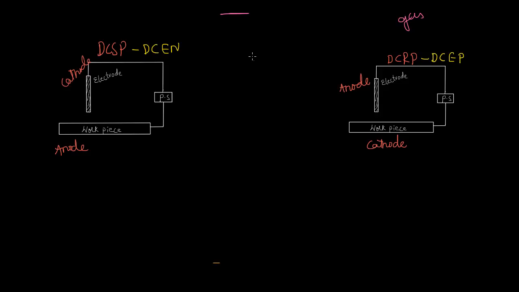And now come to the comparison. The first comparison is between the thickness of metal. By this method we know that one third of heat will be generated at the electrode and two third will be at the anode. That means I can melt more metal here. So the thickness of workpiece material that can be handled by this DCSP is very high.